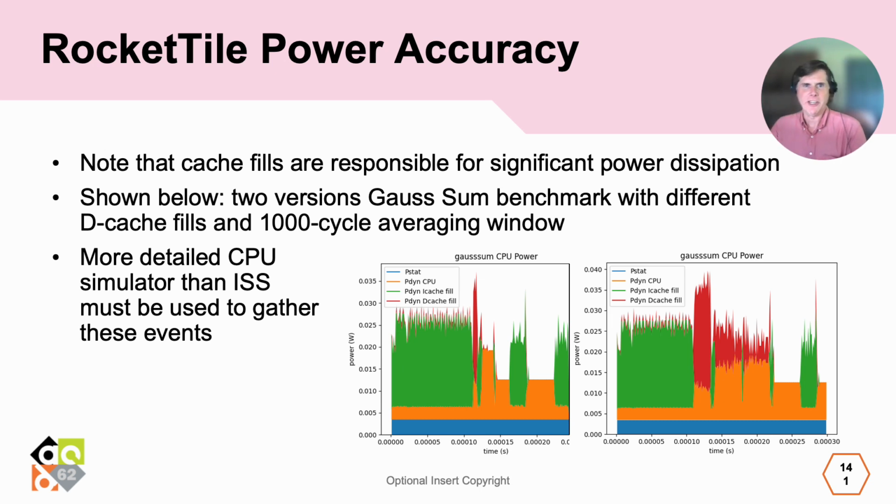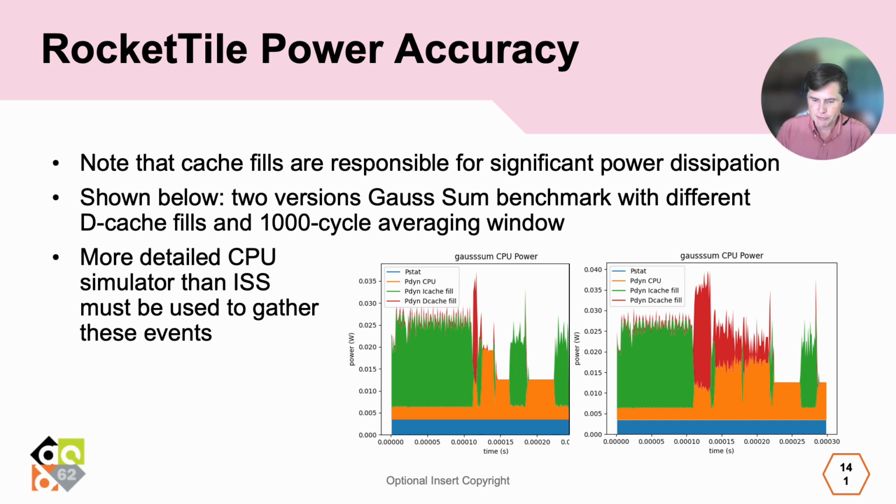So now let me say a few words about the accuracy of this power model. First of all, if we go back and we actually measure the number of events from the RTL code, and then go back and combine it with the power model that we've just characterized, then you'll see that the cache fills are responsible for an awful lot of the energy in the system.